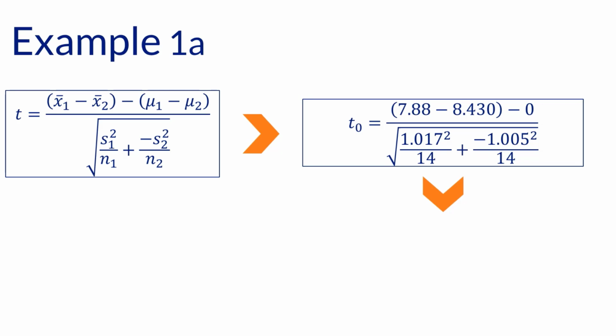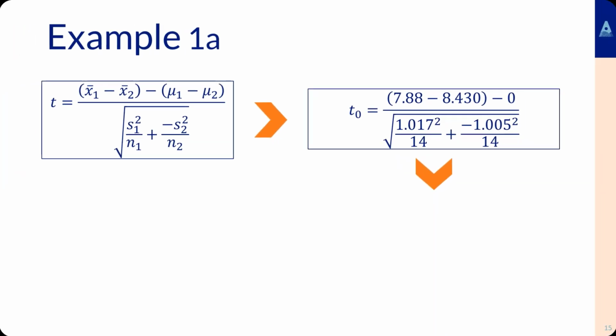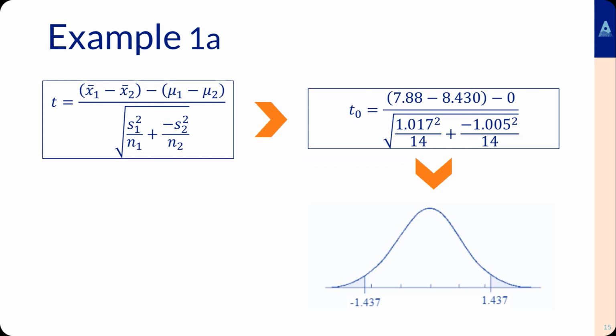So you can see there straight away that with a mean of 7.88 for one group and a mean of 8.43 for the other group, initially you might suspect from a casual browse of the data that there is a difference between the red blood cell mass of the two groups. But the question is whether it's significant or not. So when we do that, we calculate the t-score to be 1.437.